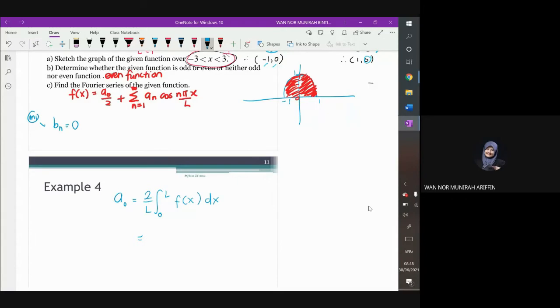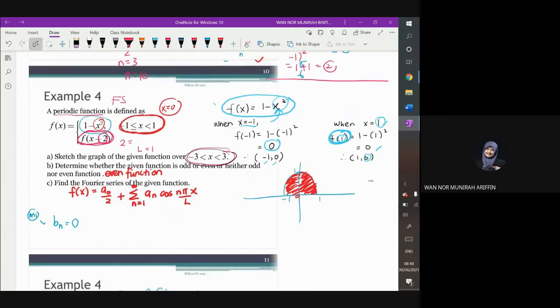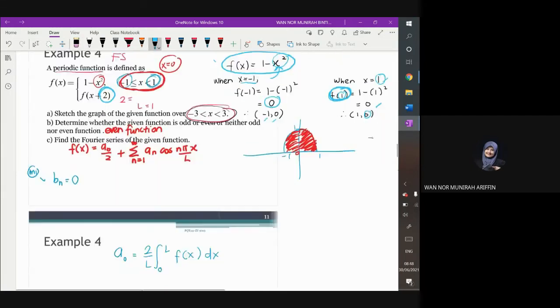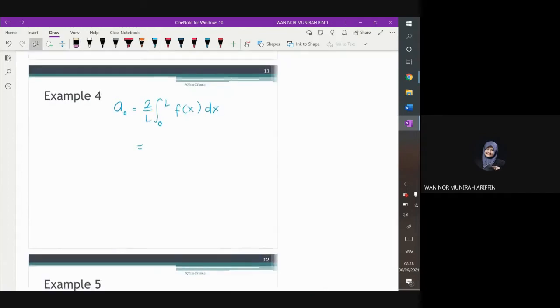Okay, so now you need to find out what is your L. We know that L equals 1 here. From negative L to L, so L equals 1, or otherwise you can see from this, 2L equals 2, therefore L equals 1. So 2 over 1 is 2, limit from 0 to 1, f(x) dx. Still not get any marks. This is just your understanding.